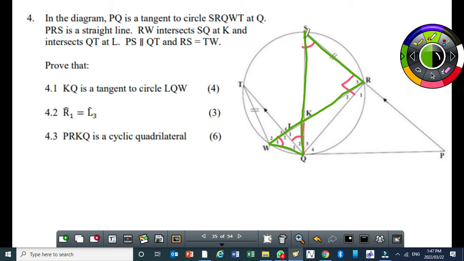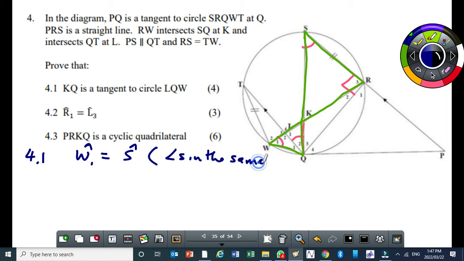Remember, a butterfly is also a cyclic quad. Make sure you check tangents and so on. So this is a butterfly here. It makes things very easy. W1 is equal to angle S. So we can start by writing that down. For 4.1, we say W1 is equal to angle S. And our reason there will be theorem 4, angles in the same segment.